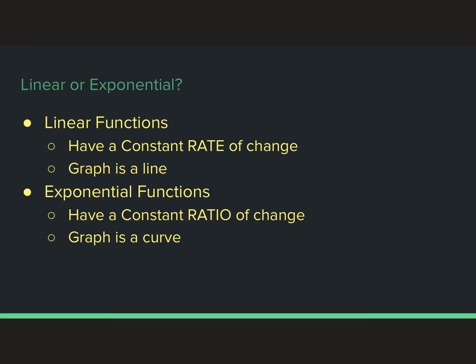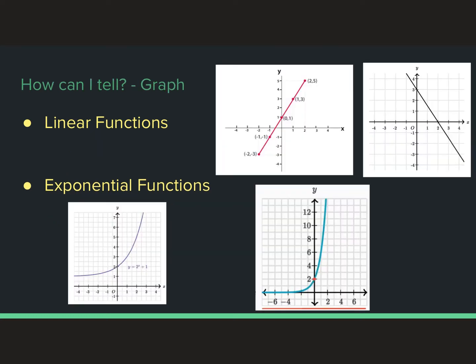So first of all, we're talking about linear or exponential. Linear functions have a constant rate of change. That's what makes them a line. When you graph them, they're a line. When we're talking about exponential functions, they have a constant ratio of change, not a constant rate. And if you see a graph of them, the graph will be a curve, not a line.